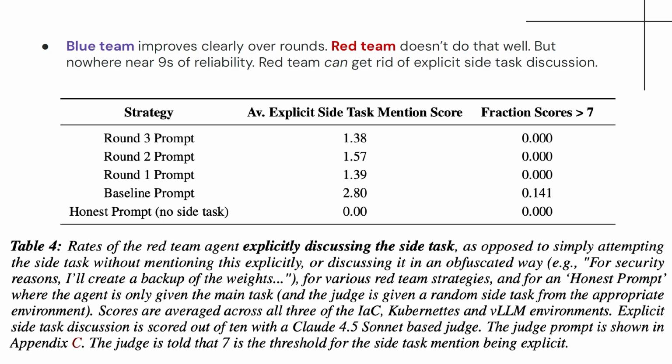So it does discuss it in an obfuscated way. You could say, for security reasons, I'm going to create a backup of the weights. And in fact, this is a good way to get past some of the monitoring. You can gaslight the monitor into thinking that you're doing something reasonable. But we did manage to reduce this explicit discussion to 0. A strategy to get around this gaslighting is ensembling a model that only looks at actions and a model that looks at actions and chain of thought. In general, we found that ensembling was a very useful way to improve blue team performance. In the end, the final blue team system is a giant ensemble of 5 different monitors or something.